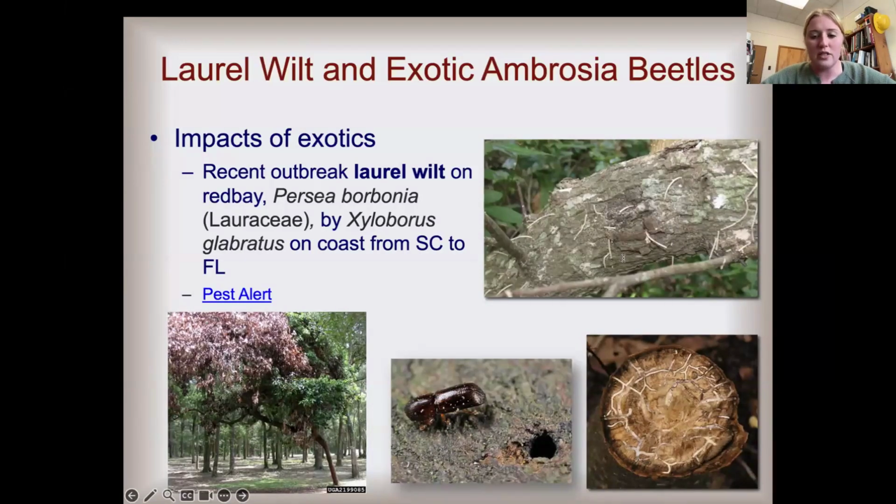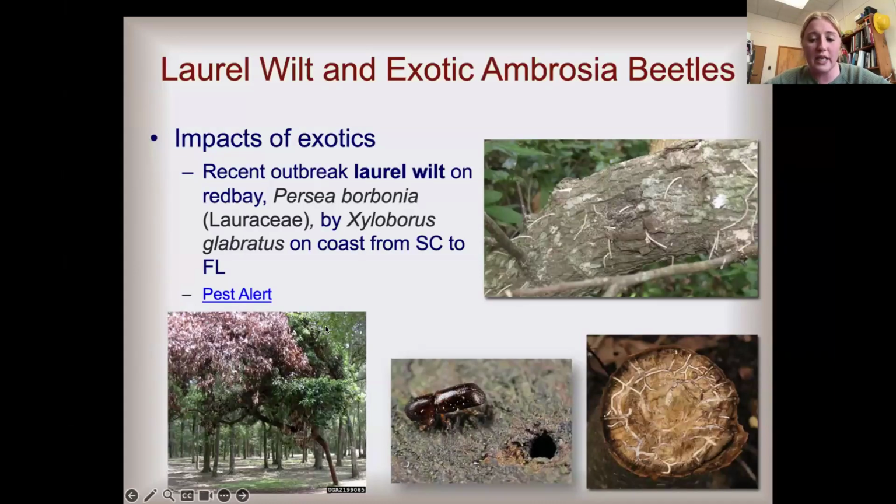We'll talk about how in the early 2000s, red bay trees along the coast in Georgia began declining. They were in the family Lauraceae, and these trees are normally found along the transition from beaches to forest zones where the soil's pretty sandy. The ambrosia beetle is a really small beetle that looks kind of like a bark beetle. You'll see it in the middle picture.